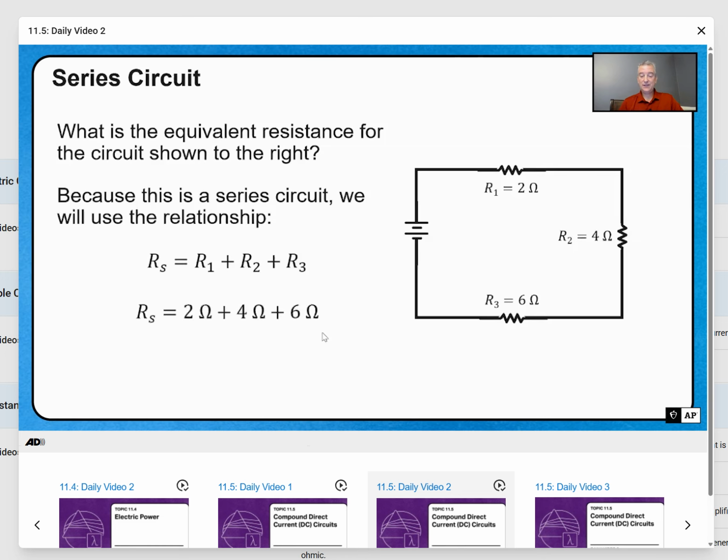We simply substitute in the values for each one of the individual resistors, 2 ohms plus 4 ohms plus 6 ohms, and the total resistance of the circuit would then be 12 ohms. What if we added our resistors in parallel?